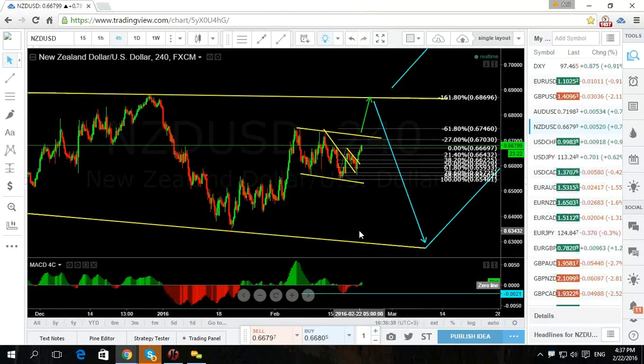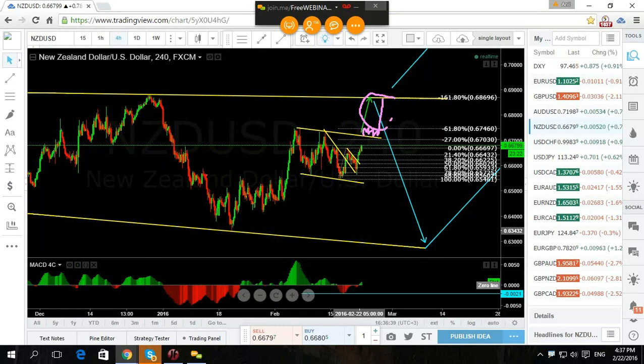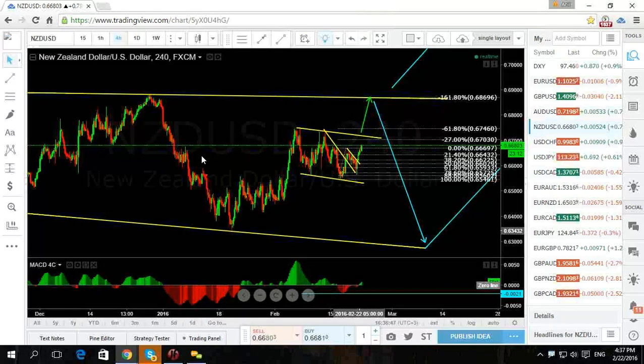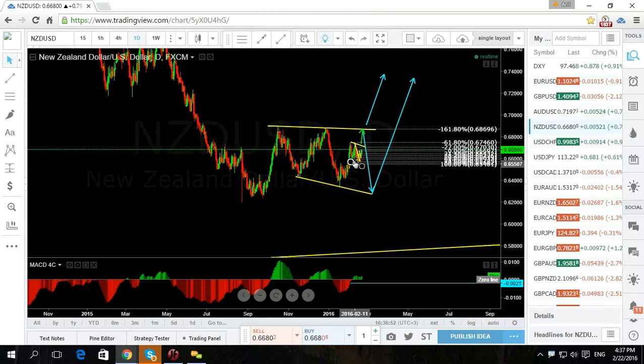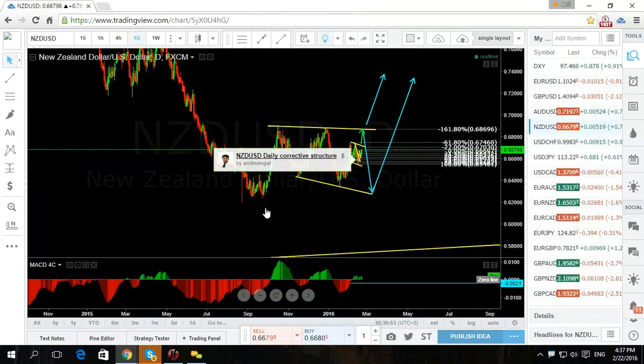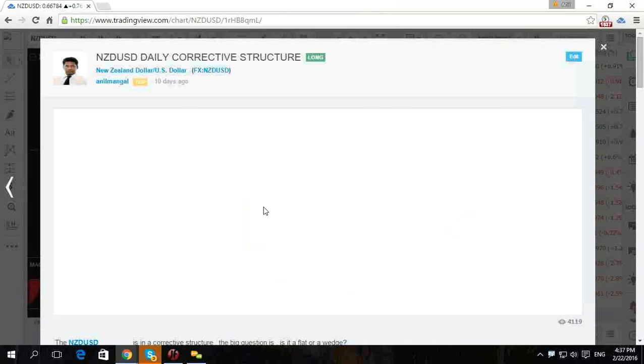So for those of you who are not in the trade, if it breaks this and consolidates here, you have a trade to the upside. Look for this trade. We're in a big daily wedge. We're in a big daily pattern. I think I actually posted this one, a daily corrective structure. So this one is no surprise to anybody.